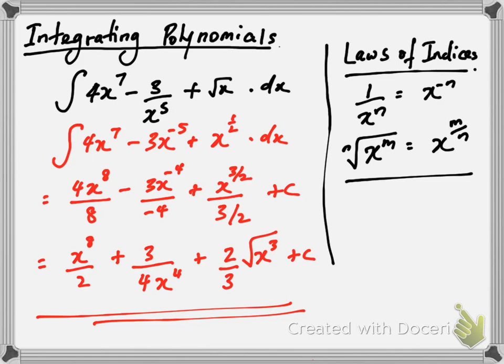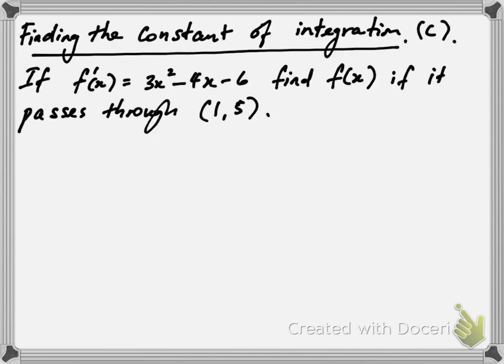Alright, moving on. Next we'll have a look at finding the constant of integration. So there is c. The question would be, for example, if f dash of x is equal to 3x squared minus 4x minus 6, that's a function. You have to find the original function, so you have to integrate, and you're given a piece of information which you can use to actually find c, which is the curve f of x passes through the point (1, 5).